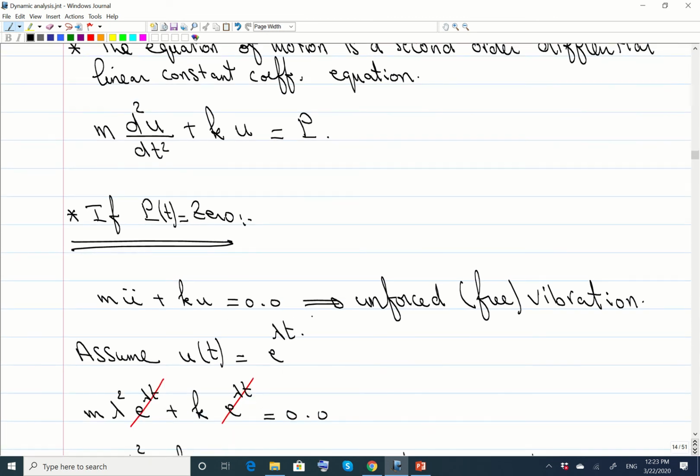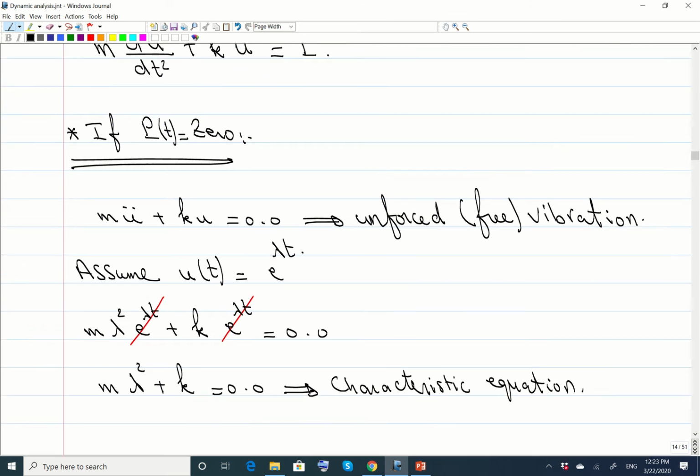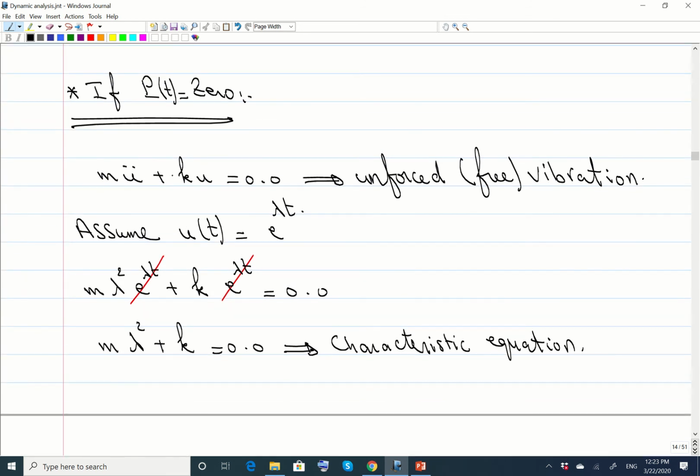So putting P equals 0, that means there is no force. So this equation of motion, we're going to name this unforced, because there is no force. So it's unforced or free vibration. There is no force that goes in the vibration over here. Unforced free vibration, okay? So how do you solve this differential equation?